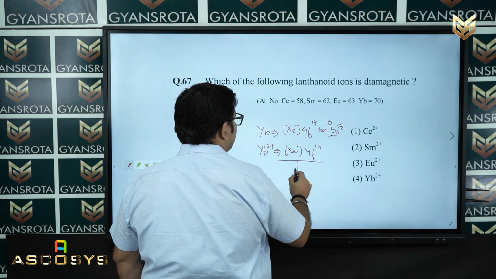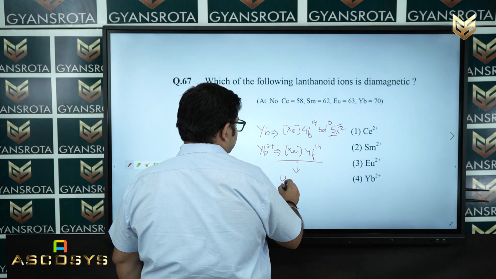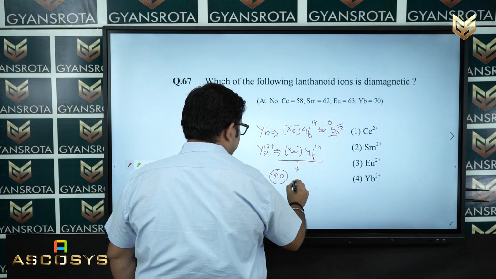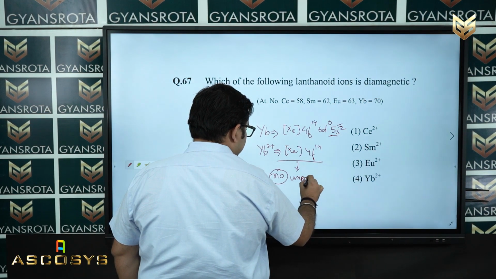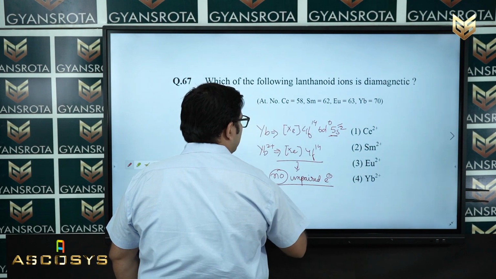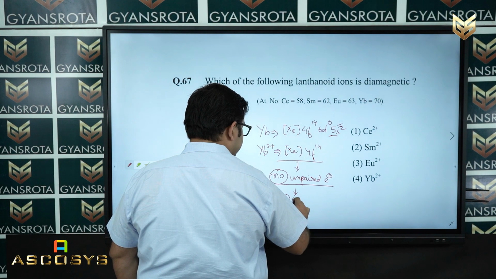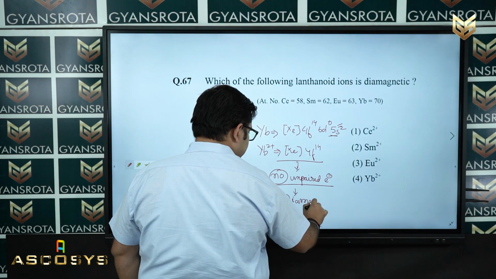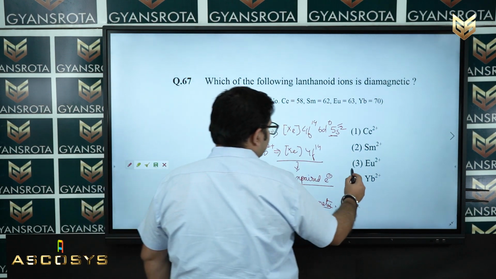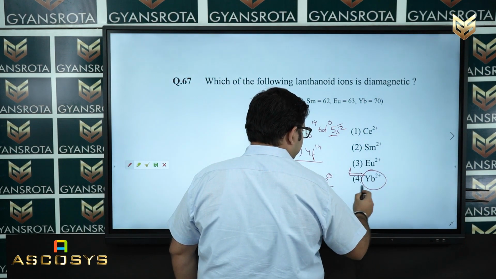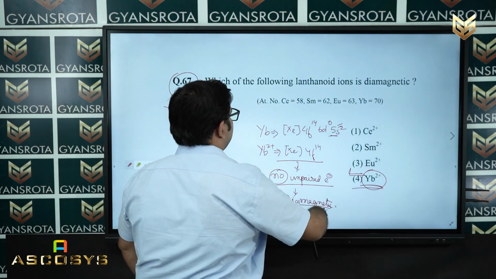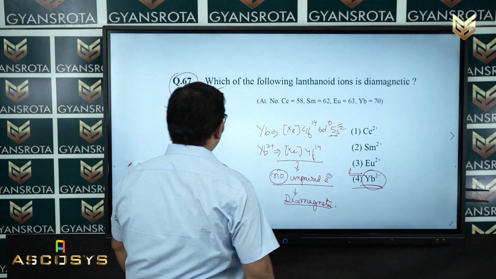So, here we do not have any unpaired electrons. So, if there is no unpaired electron, this is diamagnetic. So, your option number 4, ytterbium 2 plus, is the correct answer of your question number 67. For these types of questions, you should just know the electronic configuration.